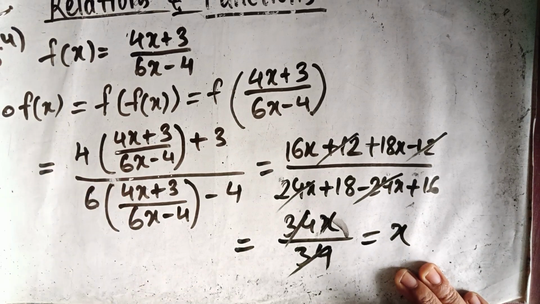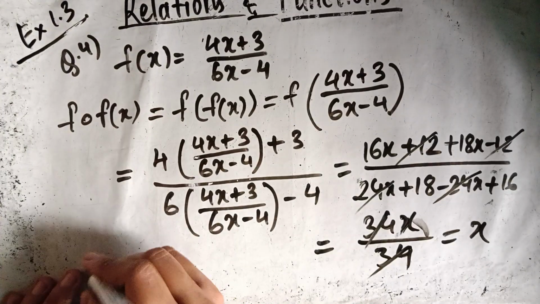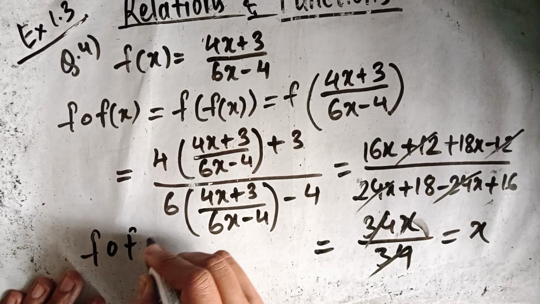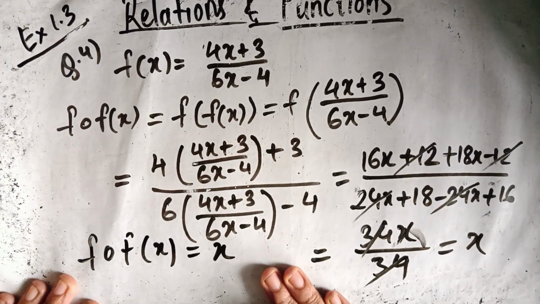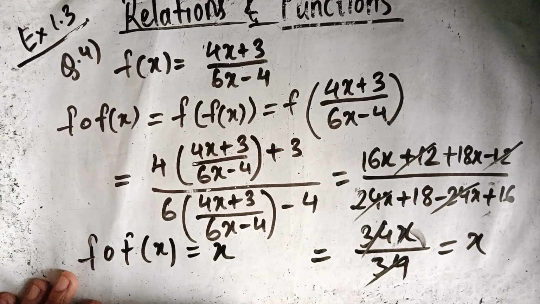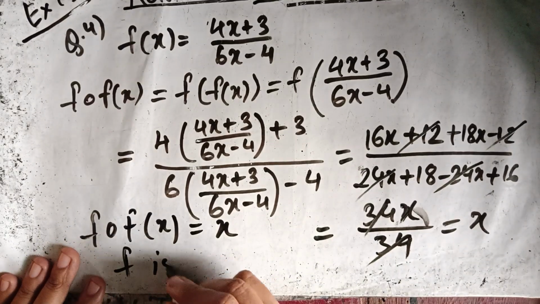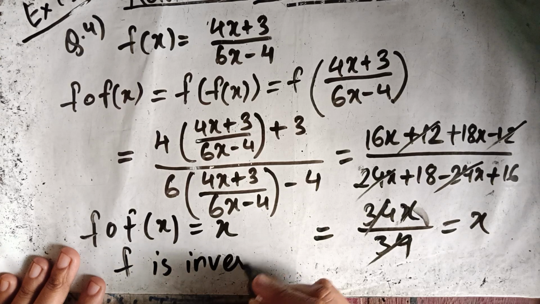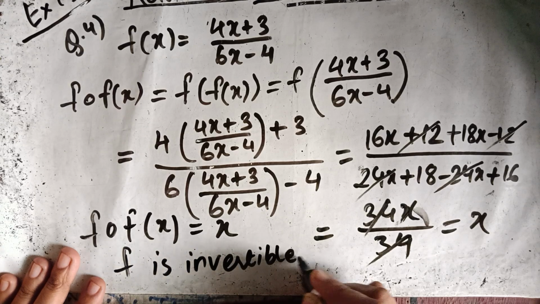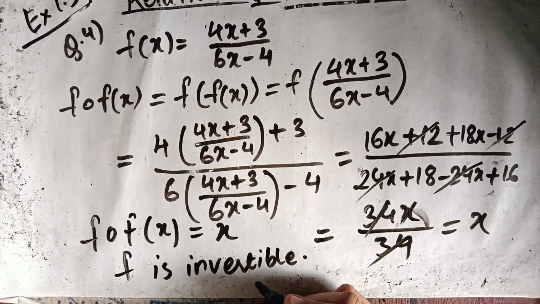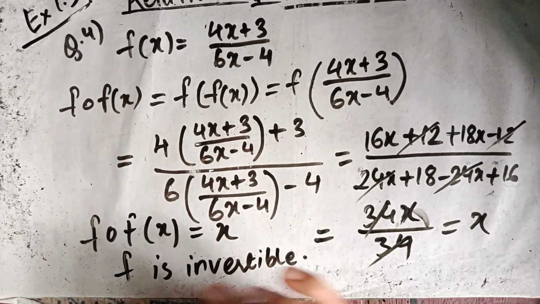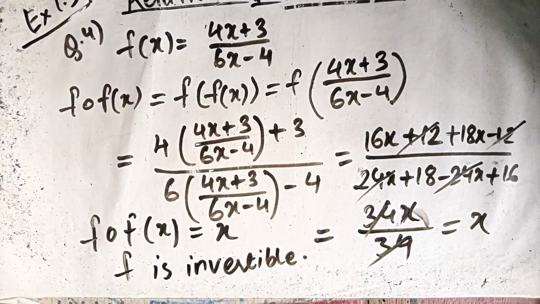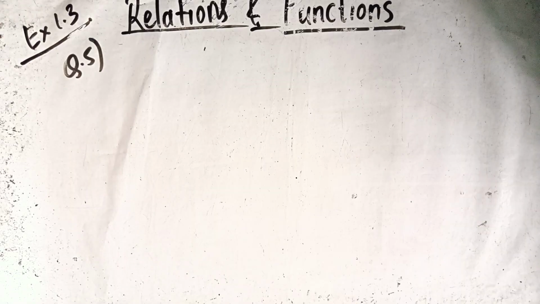x is the answer. So you are getting the identity. That is, if you are taking f composite f of x, you are getting the same thing, right? So you are getting the identity. So we can say that f is invertible and inverse exists, and inverse of f is f itself. Okay. Next question.